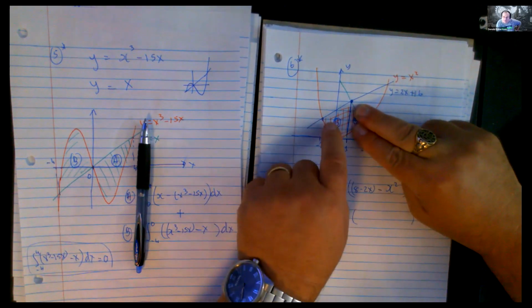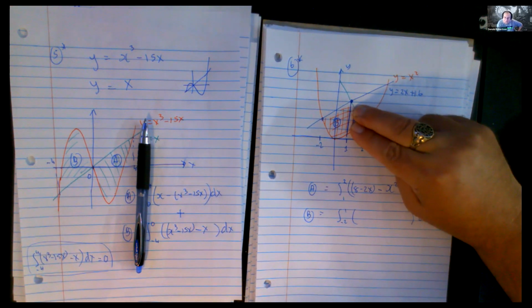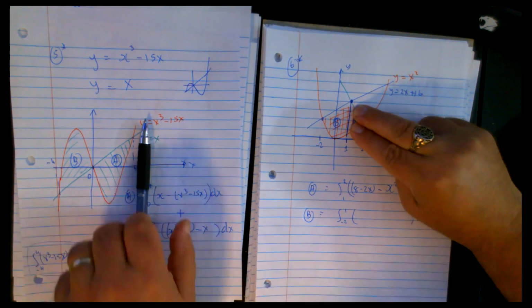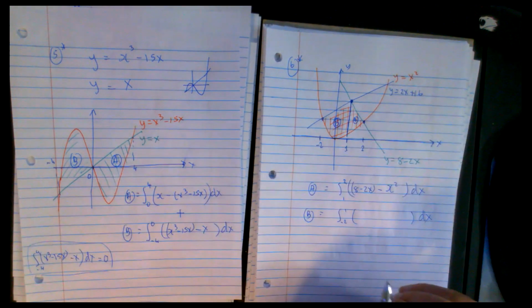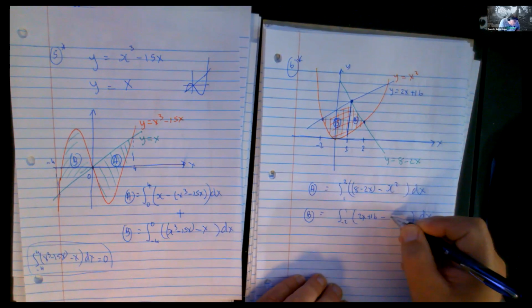What is the top curve or line? It could be either. What's the top function? Two x minus 16. Okay. That was plus 16, but I know what you meant. And the curve is x squared.